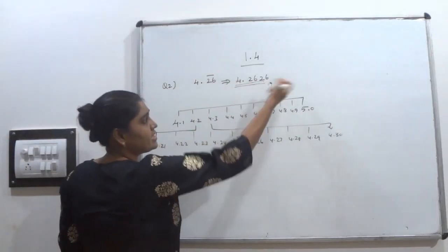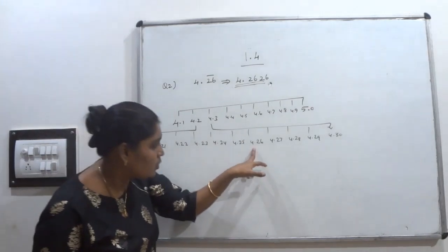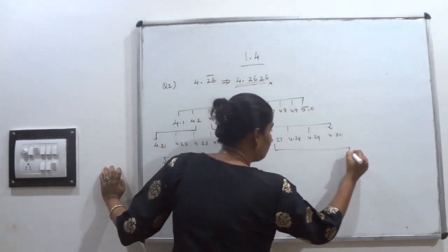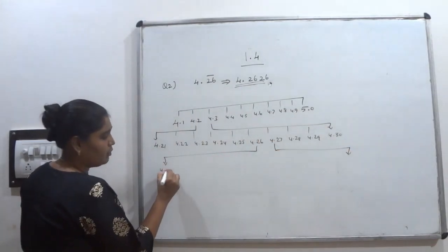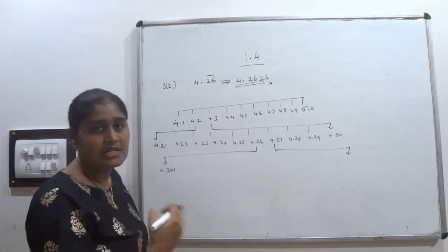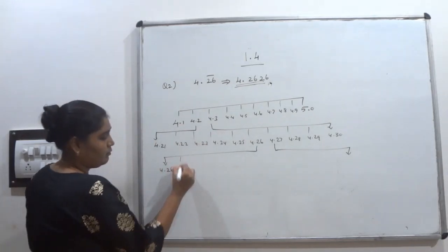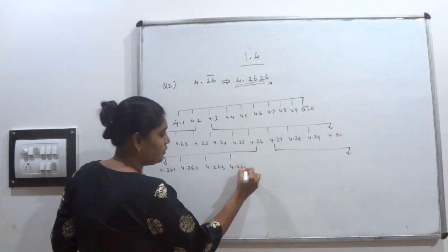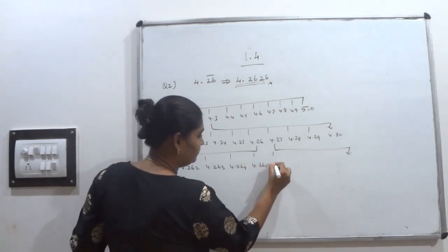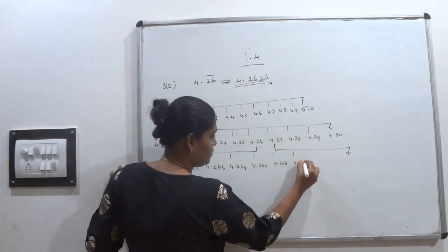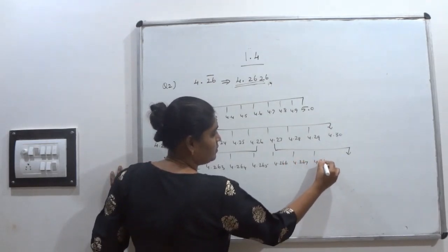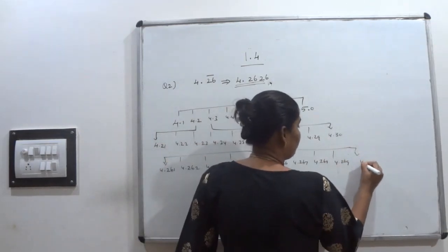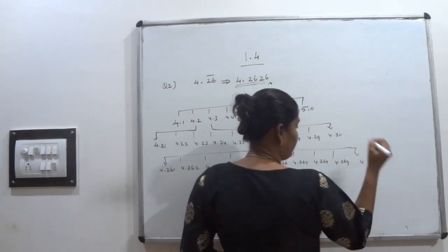Then go for the next decimal place. What is it? 4.262. 4.262 will lie between 4.26 and 4.27. So write it here: 4.261. I have to include one decimal place in every step. 4.262, 4.263, 4.264, 4.265, 4.267, 4.268, 4.269, 4.270. Yes.